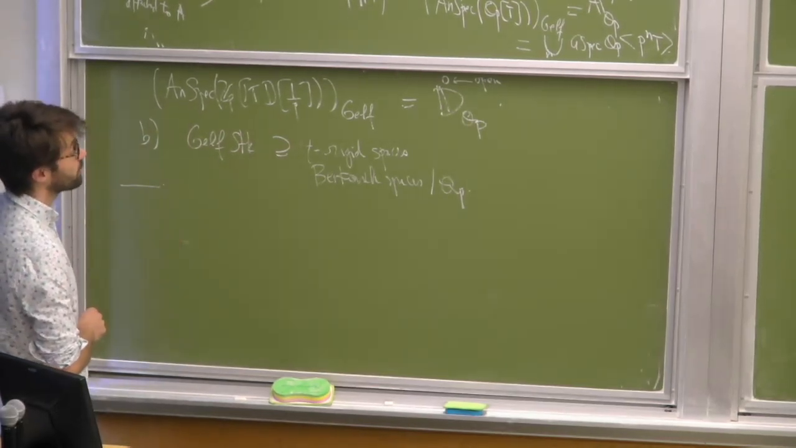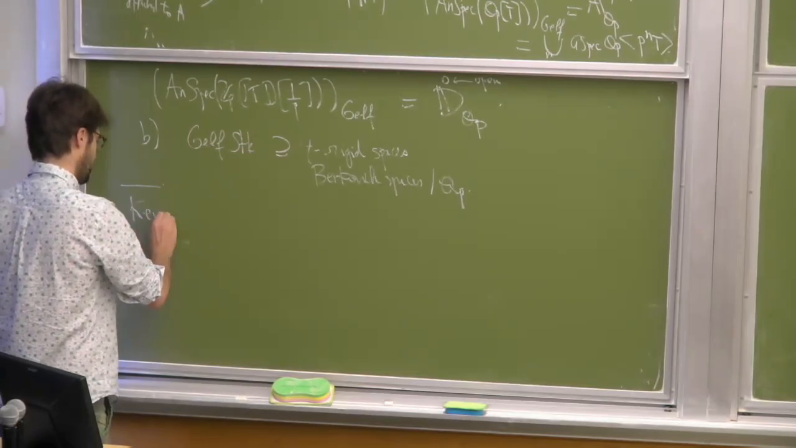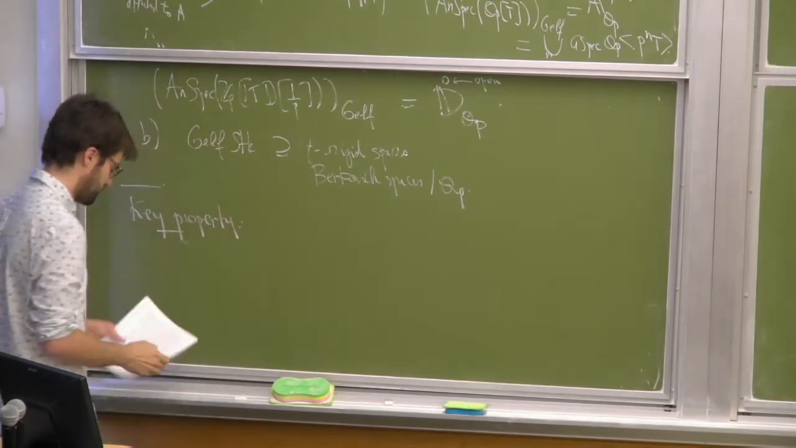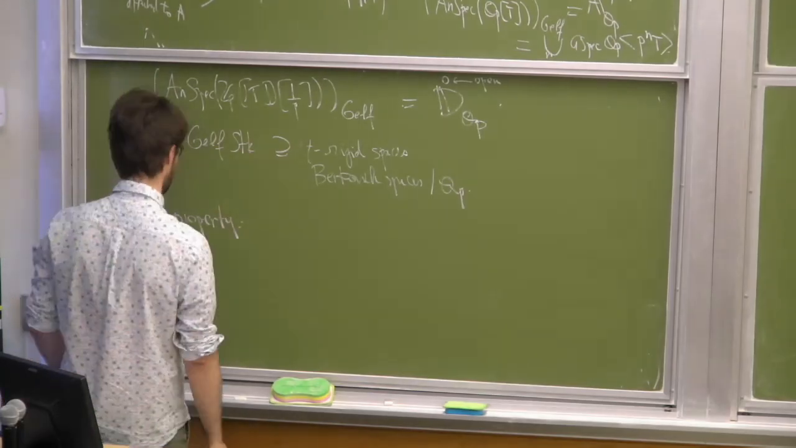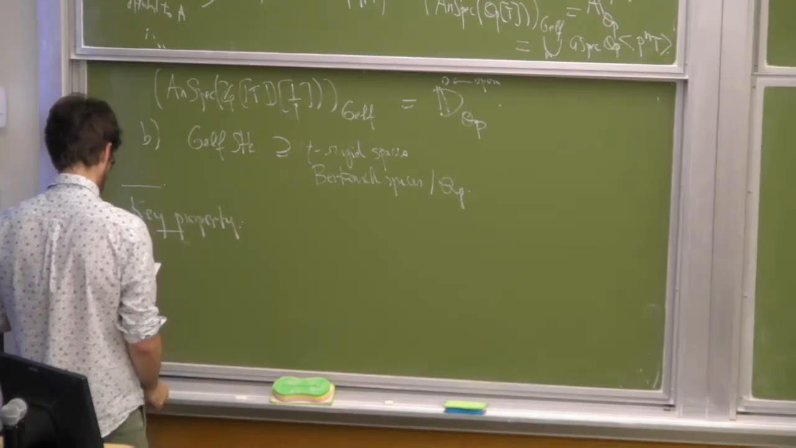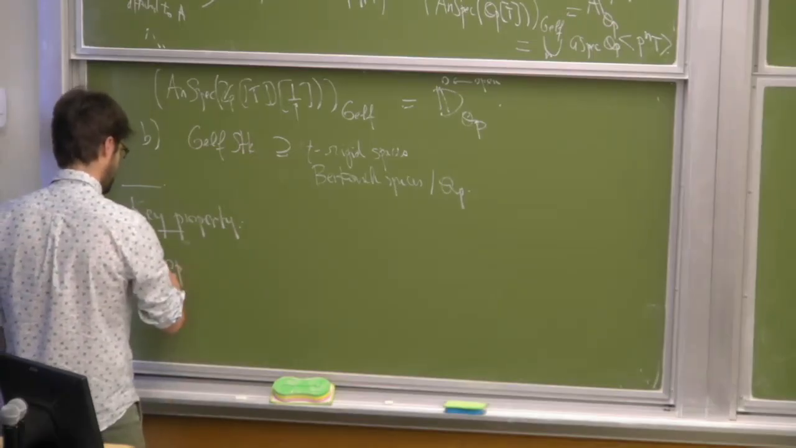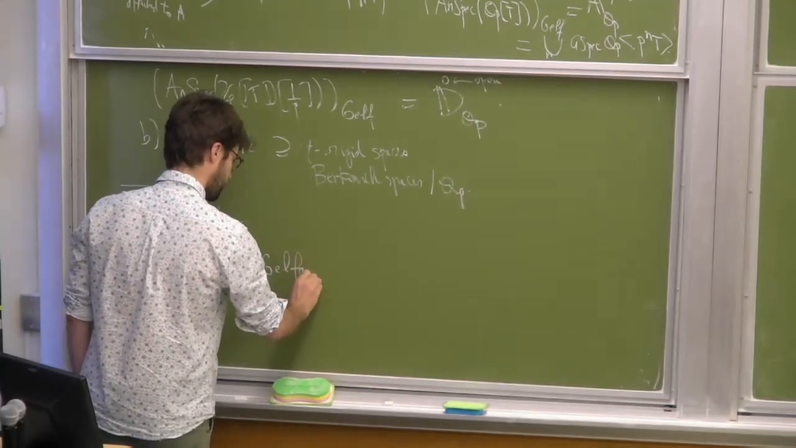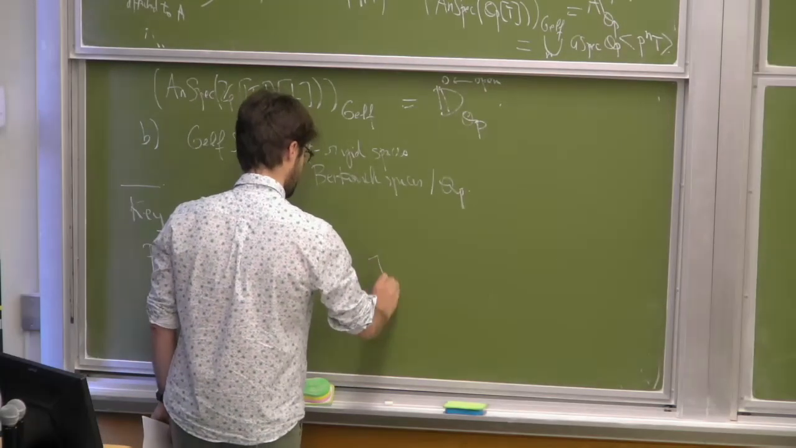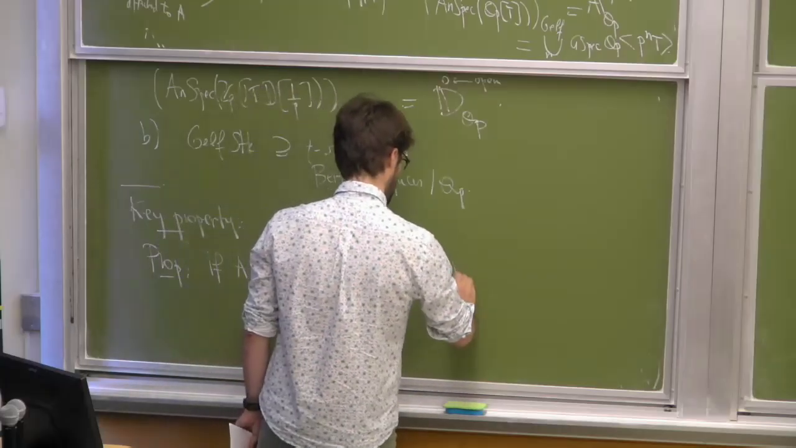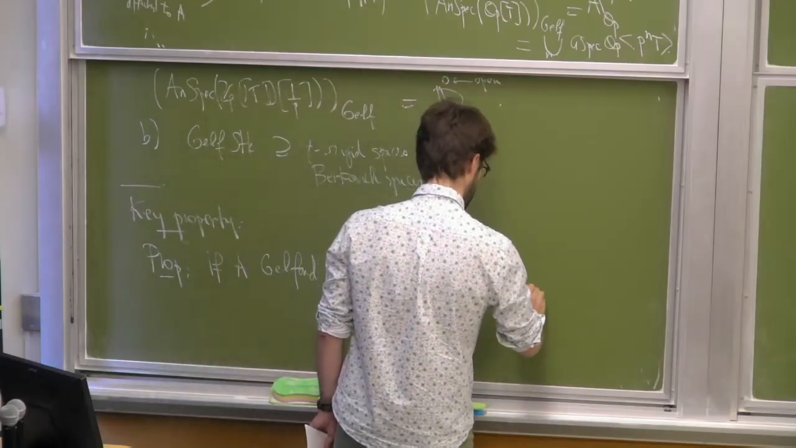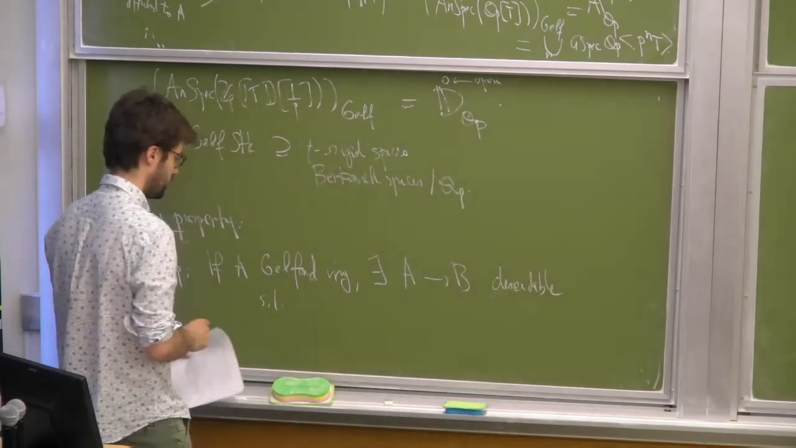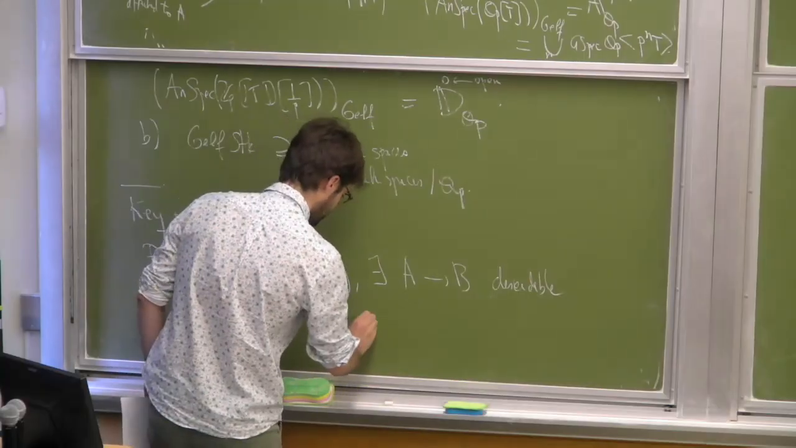Okay, so now let me provide a slightly different perspective on this by pointing out a key property of Gelfand rings. One has the following proposition: if A is a Gelfand ring, there exists a descendable map A to B such that B is what we call a nil perfectoid.